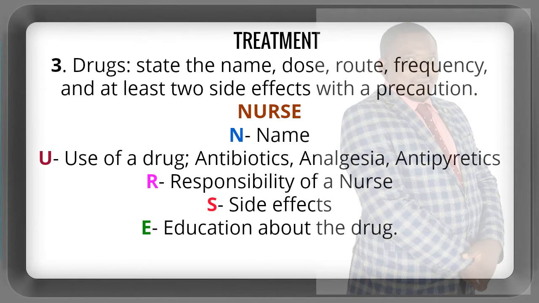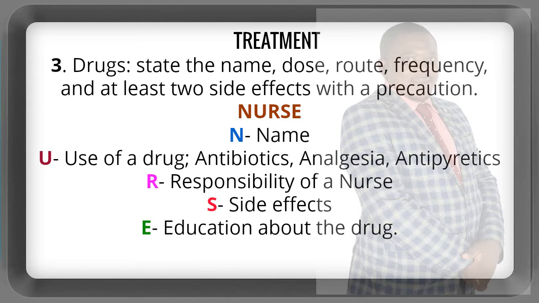Treatment, mostly you're looking at drugs. Here you state the name, dose, route, frequency, and at least 2 side effects with the precaution. So whenever you quote a drug, follow the mnemonic NURSE. N is for name. Whenever you quote a drug in the treatment, it is important to write the name of the drug and also, if possible, include the group of the drug it is coming from. So you can try to combine those two.